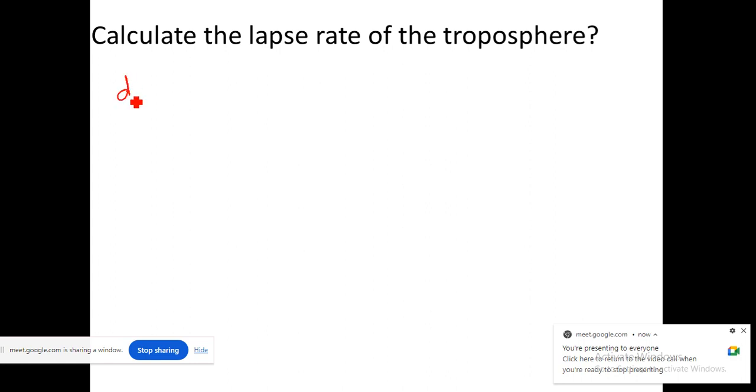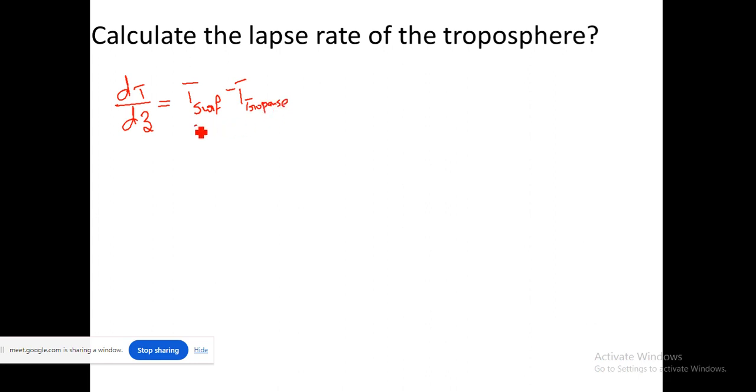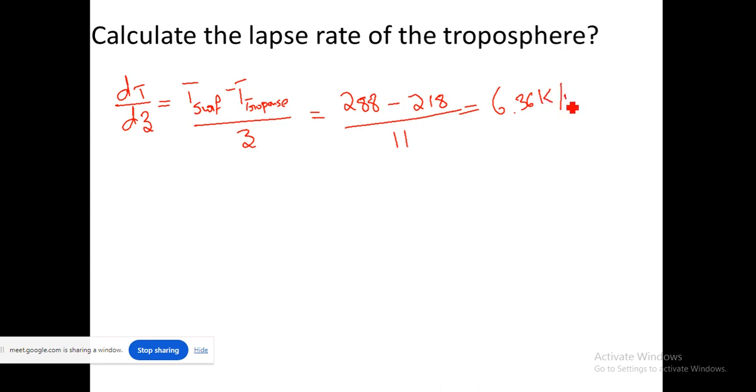We want to calculate the lapse rate. Lapse rate is basically dT by dz, rate of decrease of temperature with respect to height. It is T surface minus T tropopause by Z. So from the graph, T surface has 288 Kelvin, and tropopause has 218 Kelvin divided by Z. Z we got as 11 kilometers. So what will be the value? It will come around 6.36 Kelvin per kilometer.